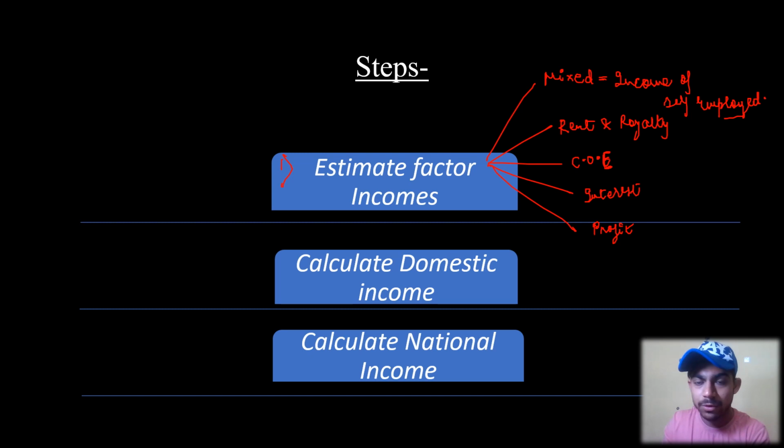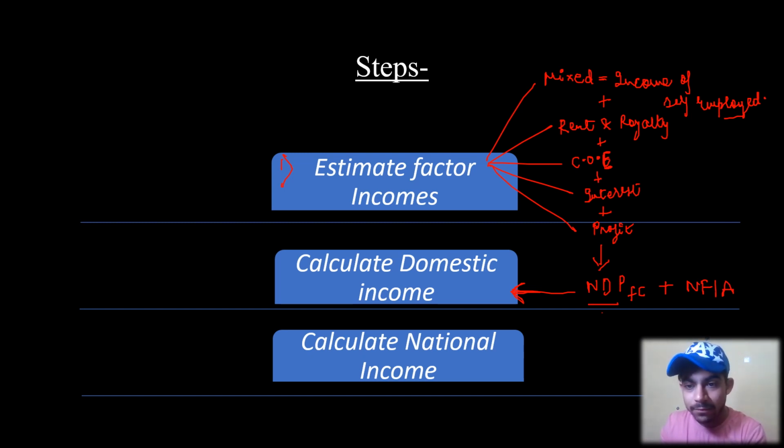Mixed income of self-employed. Now, if we add all these things, we will get an aggregate, that is NDPFC, net domestic product at factor cost, and that is domestic income. And if we add NFIA, that is net factor income from abroad, to this NDPFC, we will finally get NNPFC, that is national income.